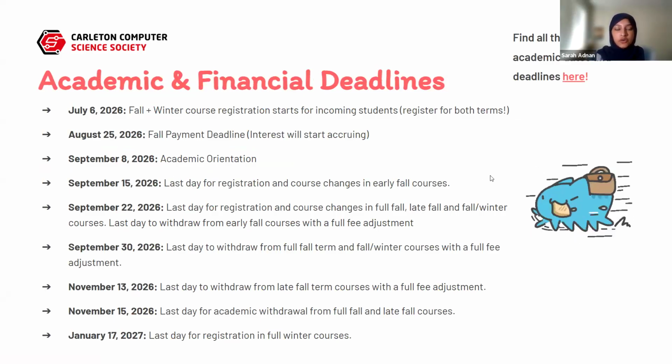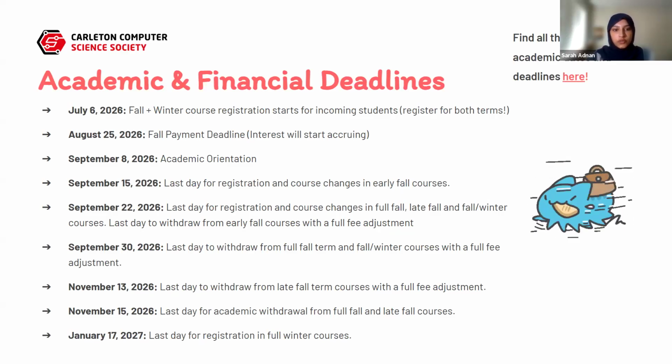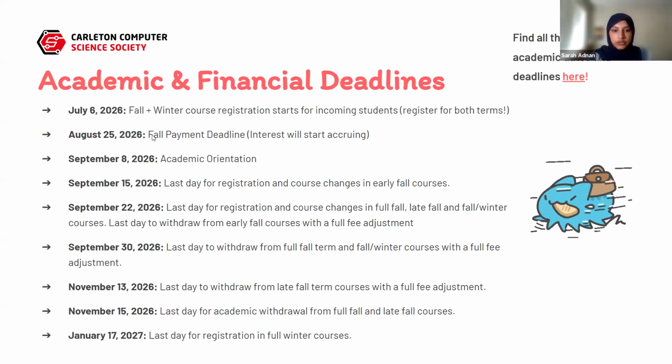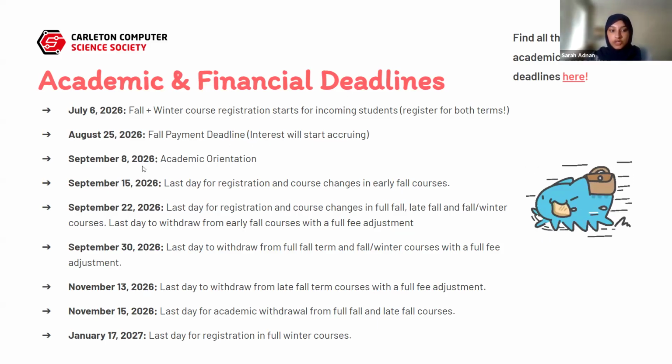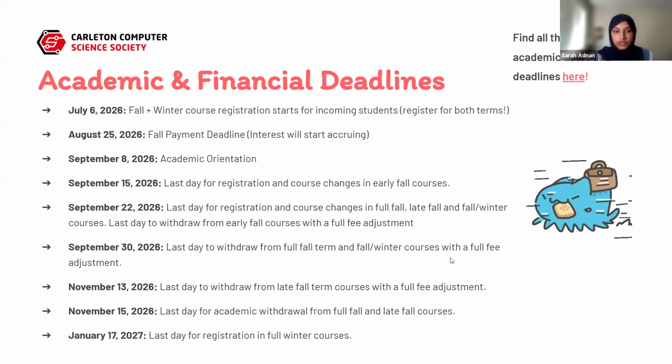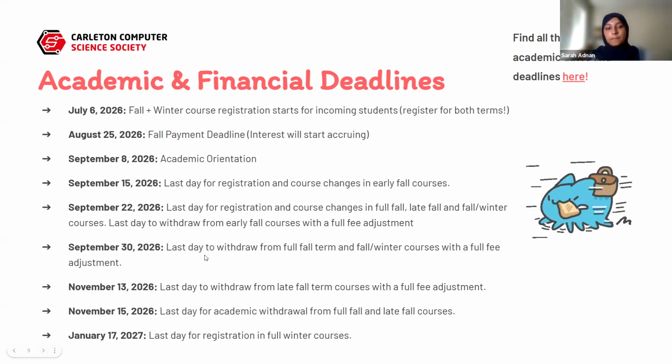Some important dates to know are academic and financial deadlines. July 6th, which is coming up, is when fall and winter course registration starts for incoming students. August 25th is when the fall payment deadline happens, and that's when interest will start accruing. September 30th is the last day to withdraw from full fall term and winter term courses with a full fee adjustment.